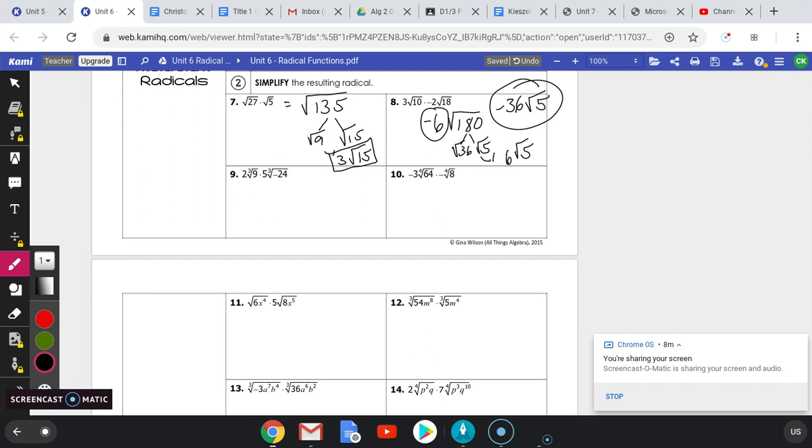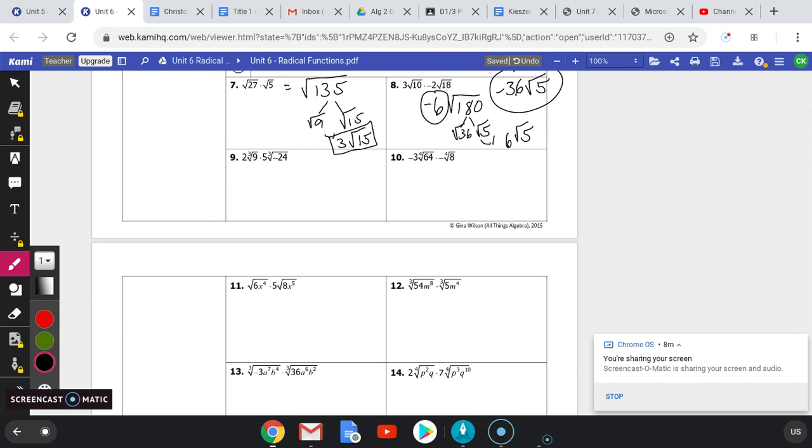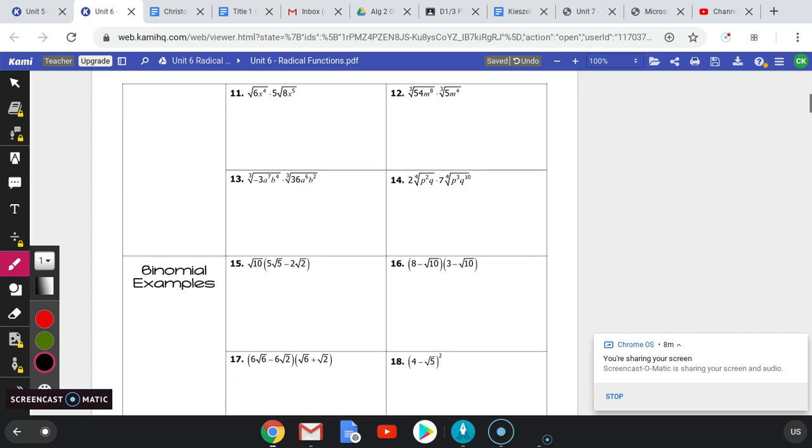If I look at number 9, for example, actually let's utilize the variable in number 11. If I look at number 11 here, I have the same indices, so that tells me that I can multiply the two things. If I multiply the numbers on the outside, 1 times 5 is 5. Multiply what's on the inside of the symbol: 6x to the 4th times 8x to the 5th would be 48x to the 9th, because you add the exponents when you're multiplying variables.